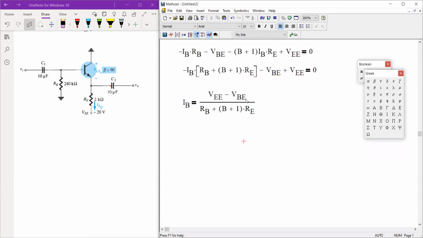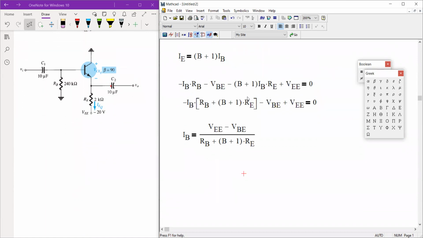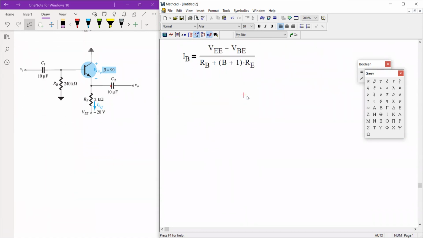Now, from our previous discussion, this is how we arrived at the equation for I sub B. If you're not familiar, if you would like to see how we were able to arrive at this equation, you can watch the previous session.